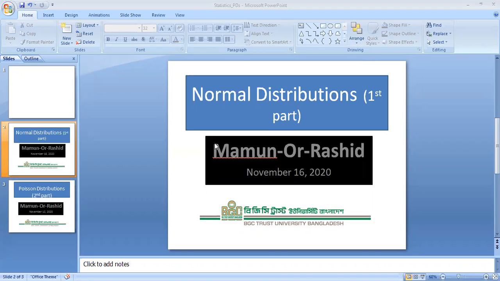Okay, today we will start normal distribution, one of the parts of probability distribution. In the previous lecture we studied Poisson distribution, and before that binomial distribution. We have successfully finished binomial distribution and Poisson distribution. So from today we are starting with normal distribution, one of the parts of probability distribution.